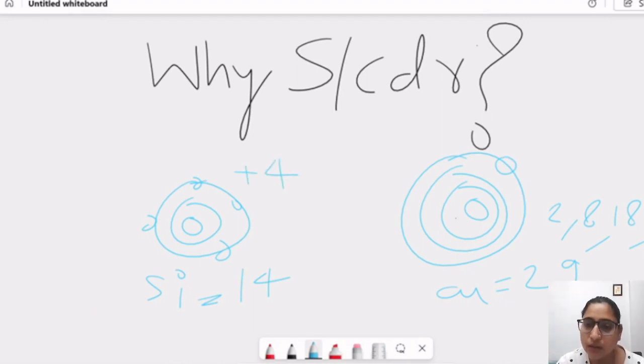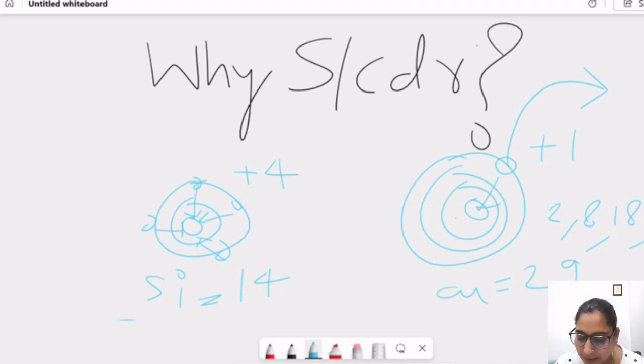Now see here, this silicon atom has +4 attraction towards the nucleus. This is not the charge of the electron, because the electron is a negatively charged particle, we know that. This is the attraction force toward the nucleus, which is +4, because 4 electrons are in the outermost shell. Whereas in copper, the attraction force towards the nucleus is 1.